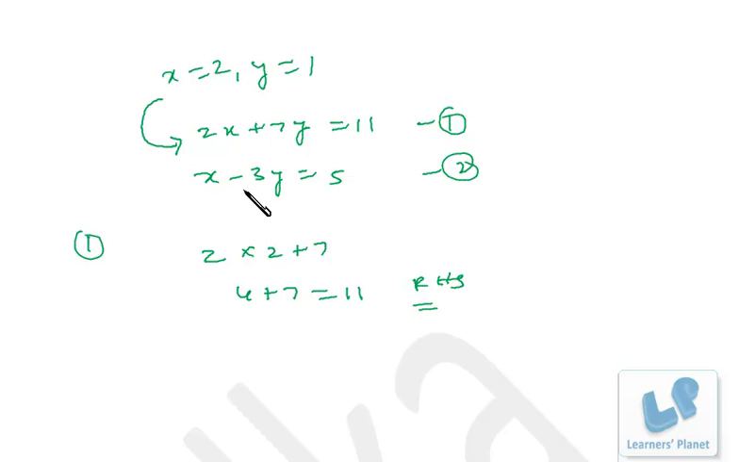Okay, now just check it for the second one. I put x is equal to 2 and y is equal to 1. What I'll get is minus 1, and on the right hand side it's 5, right? So x is equal to 2 and y is equal to 1 is not the solution of this equation. That means it is not the solution of the system, right? If it is not the solution of any one of the equations, then it will not be the solution of the system. Okay, so I have taken both the examples and I am sure you are clear now.